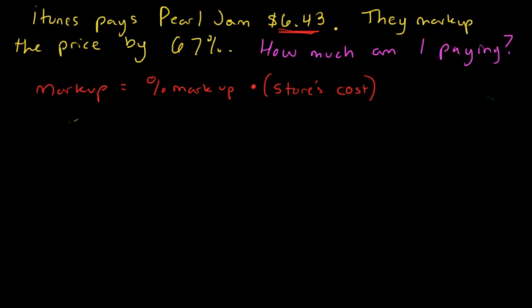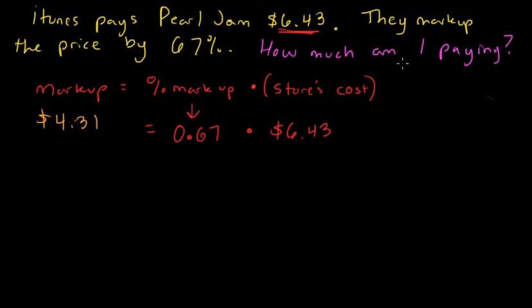So let's go ahead and find the percent markup. So 67% is the percent markup. So we're going to do 0.67 times the store's price of $6.43. And that's going to tell us the markup. Remember, the markup is that difference in price. It's going to be how much it increased by. When I did that math, I got $4.31.